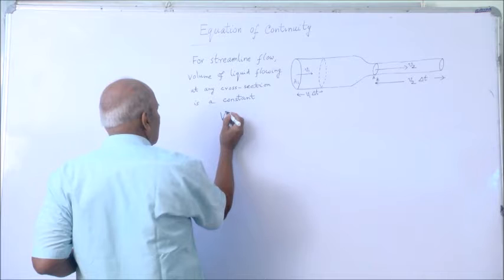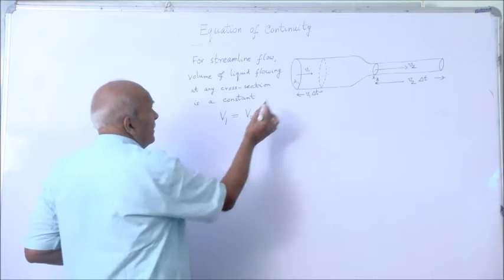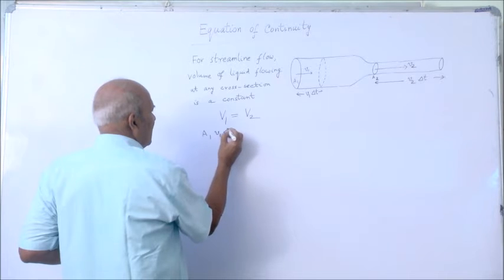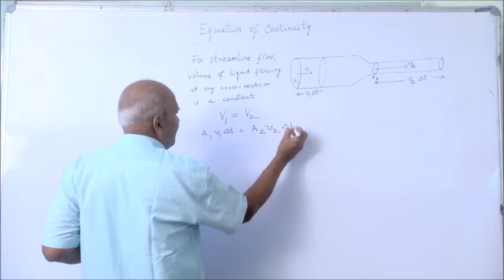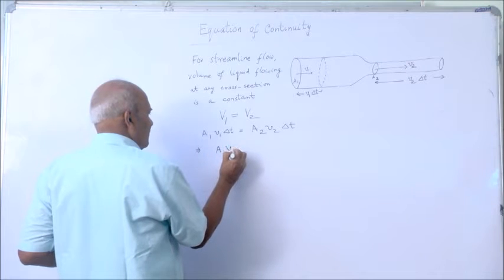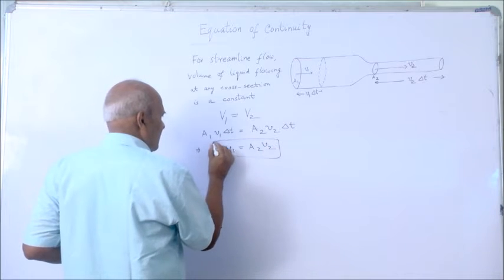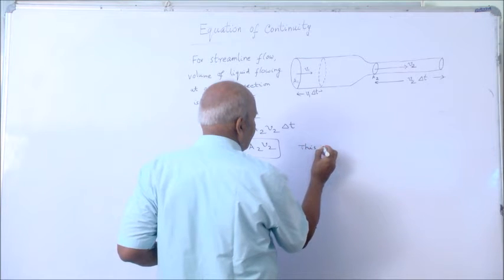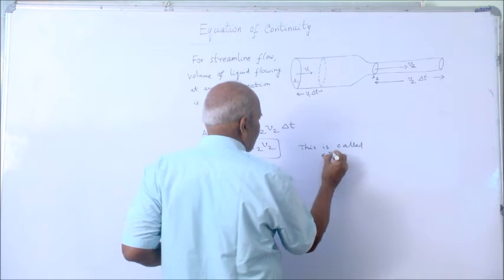So, it is a small cylinder. So, it is A1 V1 delta t is equal to A2 V2 delta t. So, delta t cancels. So, you have A1 V1 is equal to A2 V2. So, this is called equation of continuity.